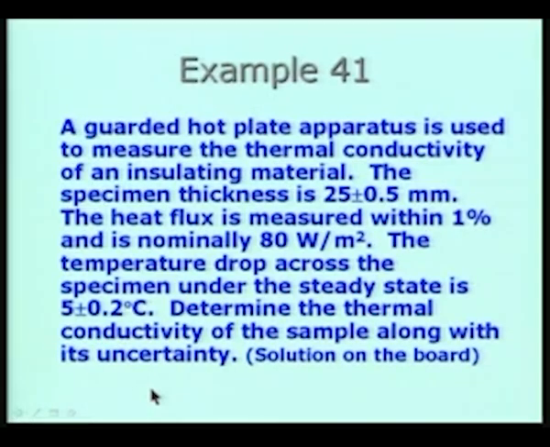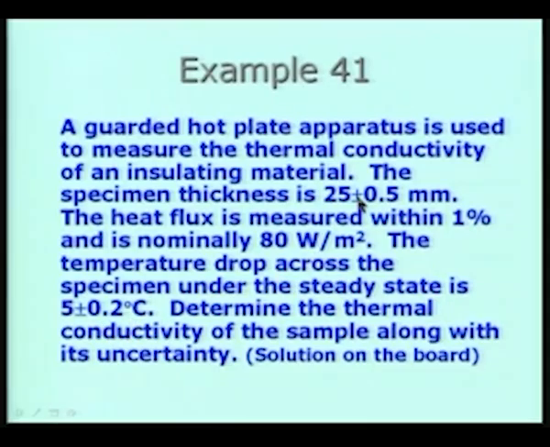With this basic understanding, let us look at the example. This is example 41. We have a guarded hot plate apparatus which is used to measure the thermal conductivity of insulating material. The specimen thickness is 25 plus or minus 0.5 millimeter. The heat flux is measured within 1% and the nominal value has been obtained as 80 watts per square meter. The temperature drop across the specimen under steady state has been measured to be 5 plus or minus 0.2 degrees Celsius.